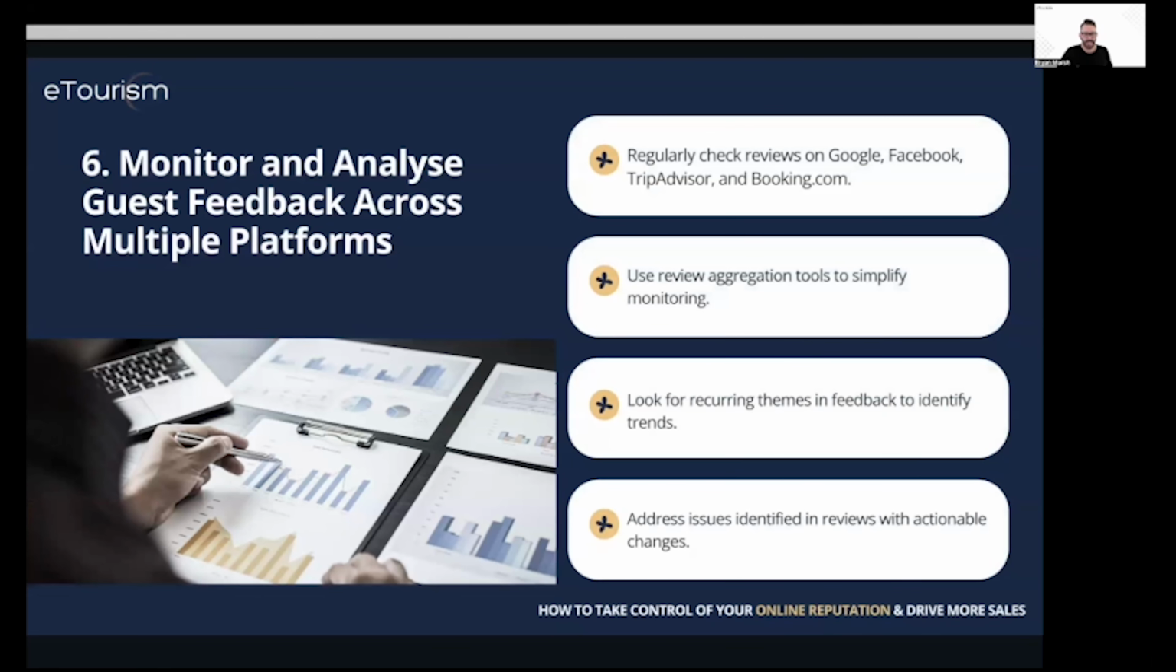Number six, monitor and analyze guest feedback across multiple platforms. Regularly check reviews on Google, Facebook, TripAdvisor, Booking.com, other OTAs that you are using. Google is king, followed by, in our industry, Booking.com. But Google is king for reviews. Use review aggregation tools to simplify monitoring. We will show you something that we built and use that aggregates a lot of those review platforms. Look for recurring themes in feedback to identify trends.